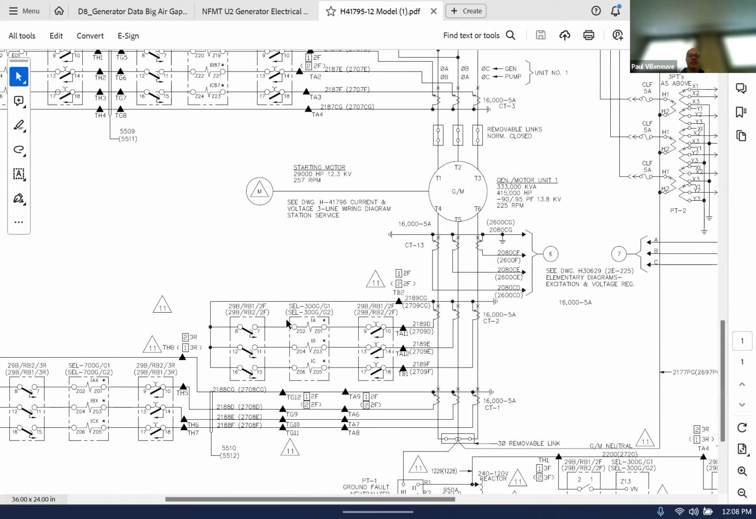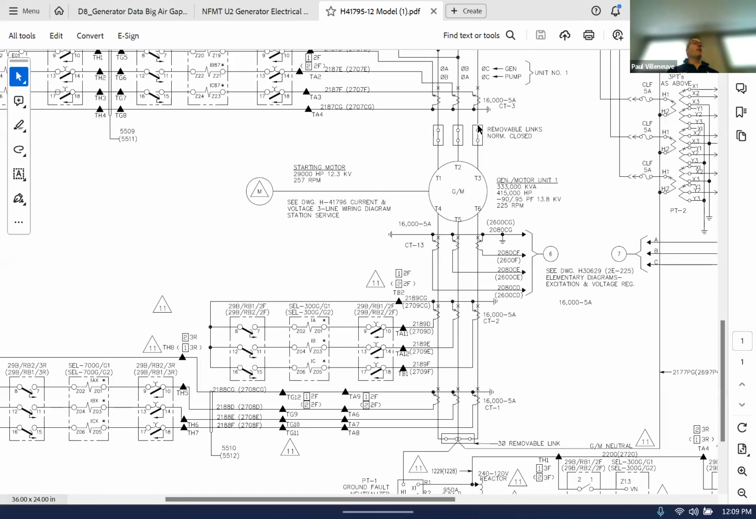Honest Abe here. This is a generator. This is a 333 kVA, 415,000 horsepower. It's the same thing. It's pump storage, so you can either pump water or you can generate electricity. So these are a little bit bigger units.